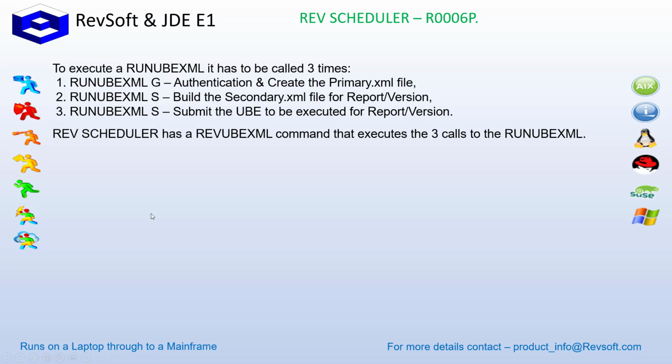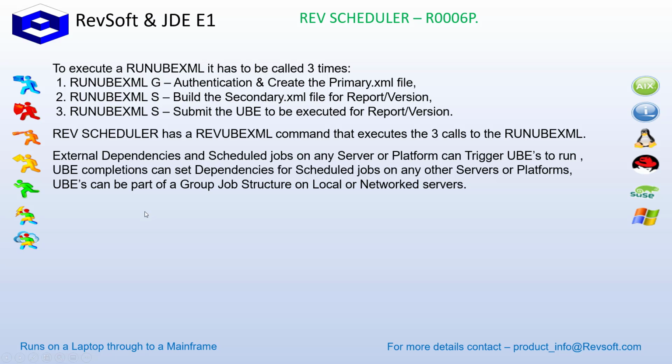Now, by having the UBEXML running as a script, it allows for dependencies before the job that's going to submit the UBE, and jobs that can execute after the UBE is submitted correctly on any other servers or platforms. And also the REV VUBEXML can be in a script that is part of a group structure that can be on local or network servers.